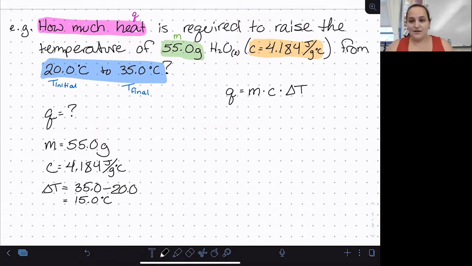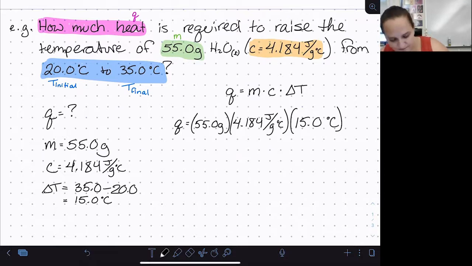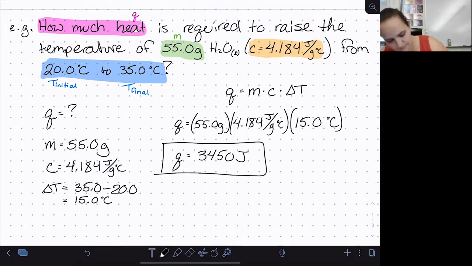So now it's just a matter of plugging in and solving. The mass was 55 grams. The specific heat was 4.184 joules per gram degree Celsius. And delta T was 15 degrees Celsius. That comes out to be 3,450 joules that would be required to put into this sample of water to raise its temperature by 15 degrees.